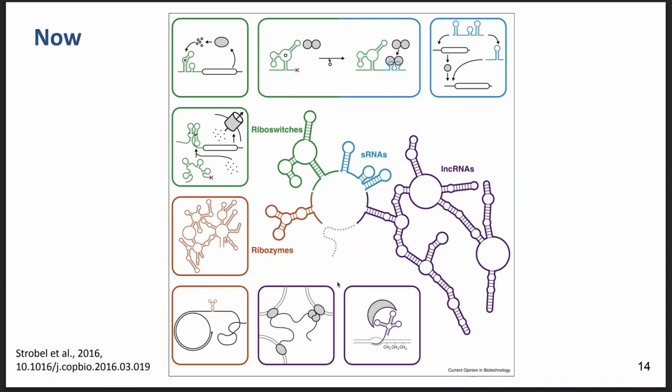The even more recently discovered are circular RNAs, which are not linear polymers but circular molecules.